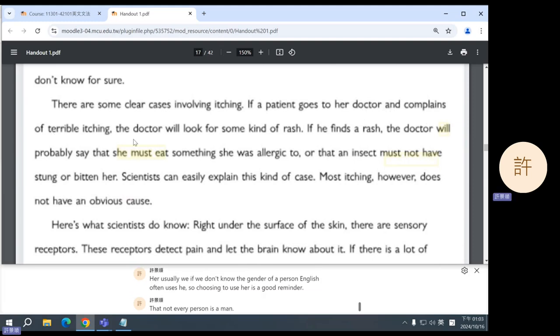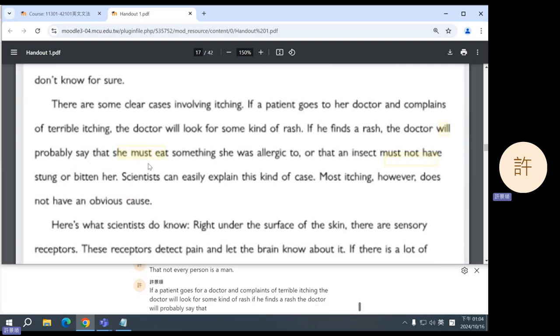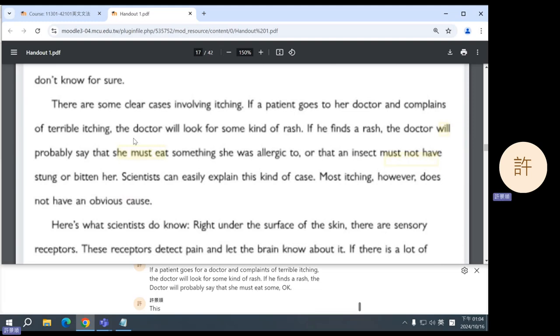If a patient goes to a doctor and complains of terrible itching, the doctor will look for some kind of rash. If he finds a rash, the doctor will probably say that she must eat something. Okay. This is supposed to be probability, 可能性, 推定语气. And it's saying, why do you have a rash? 红肿, because you ate something wrong. So this is in the past. She must have eaten.